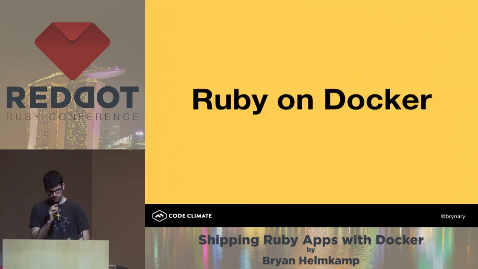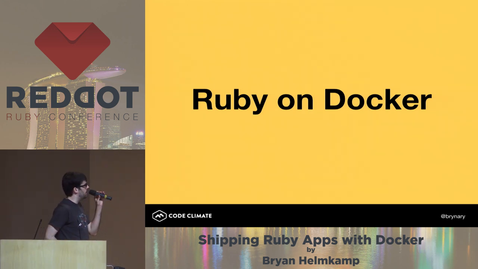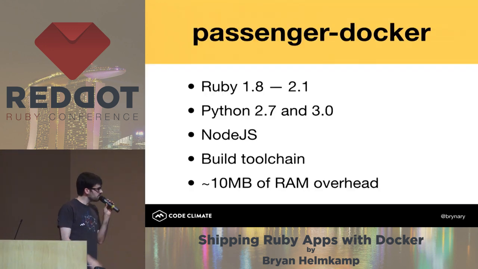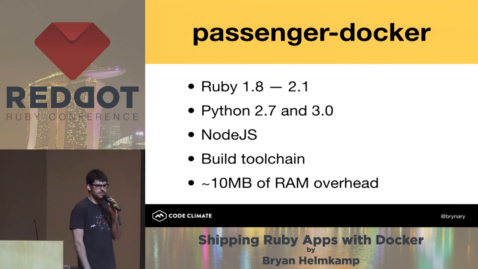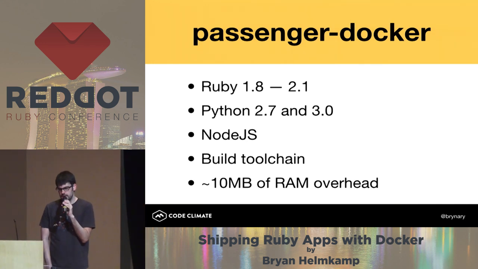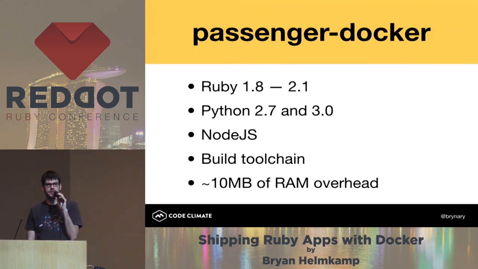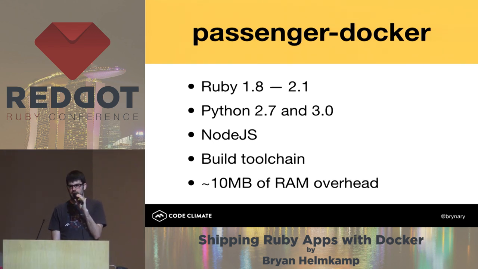So this is a talk about Ruby. So let's look at what you can do to get your Ruby applications deployed into Docker today. Okay, so I mentioned that the Phusion Passenger guys created some publicly available images to smooth this process. I strongly recommend using them, especially if you're just getting started with Docker.